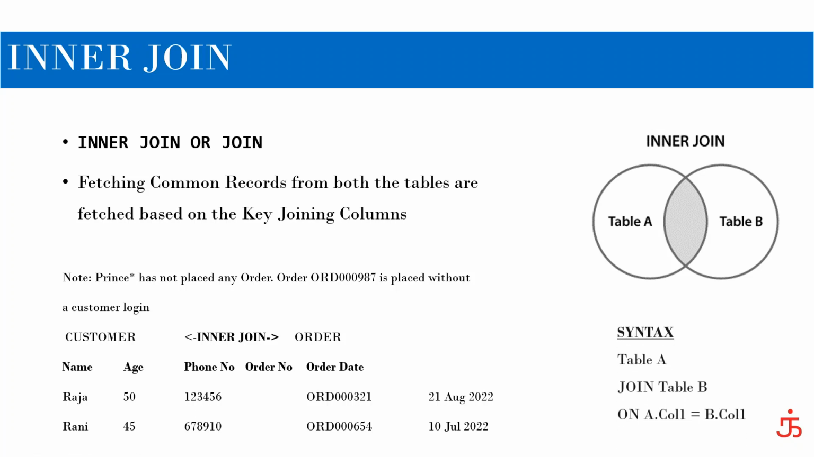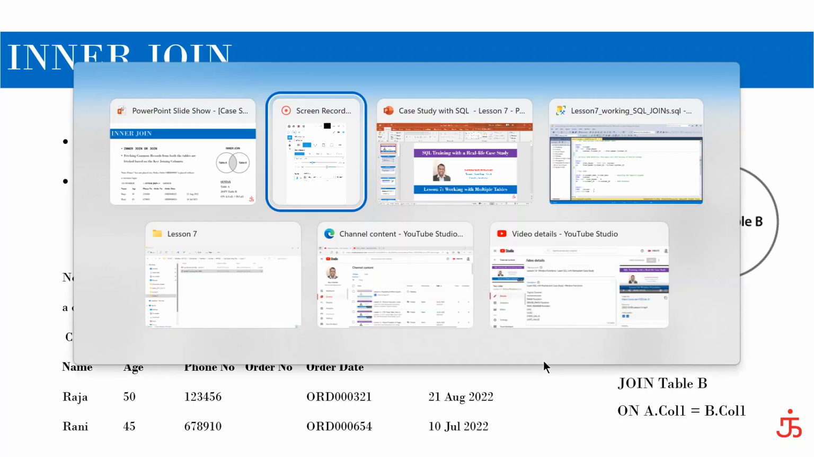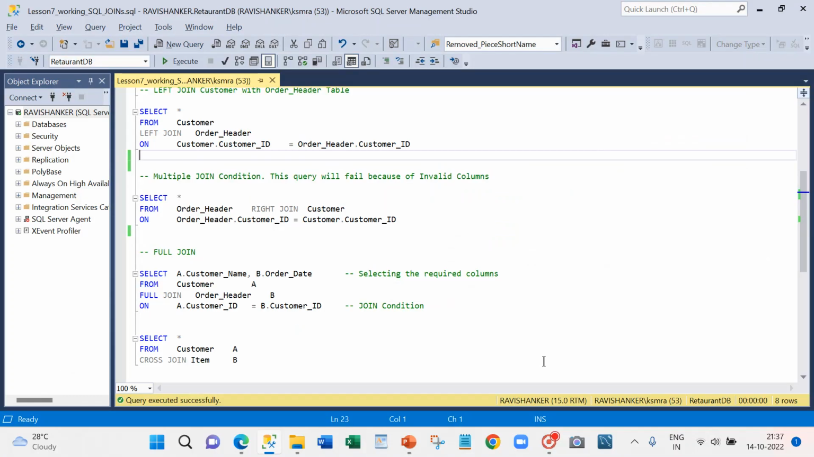So the syntax for inner join is table A join table B. You can use inner join or you can use join simply. And we will have to specify the joining conditions, that is, based on what column we are joining, right? It could be a single column or it could be multiple columns. So we will have to specify that. So let's see using the query.